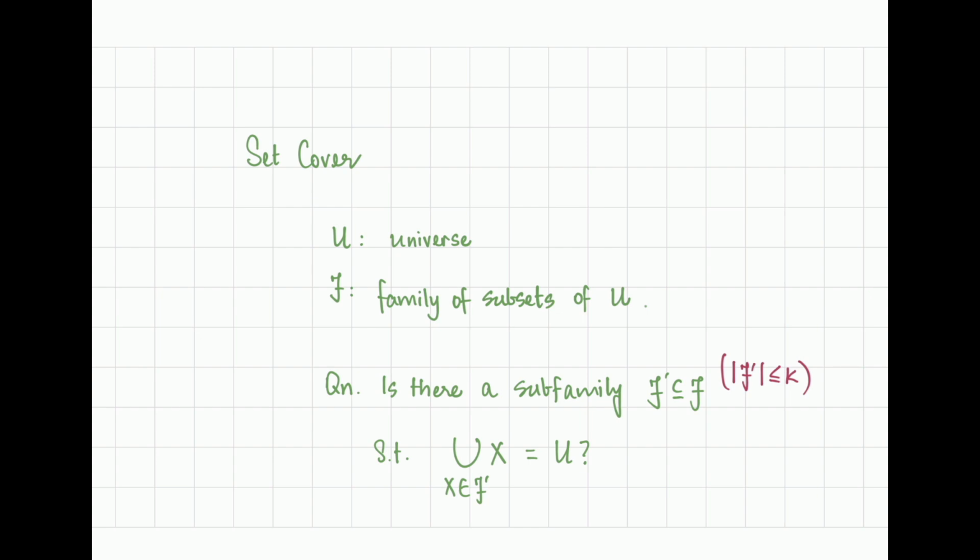We don't have any additional constraints here. We don't require the sets in the subfamily to be disjoint or anything like that. This would be the case if you were working with a problem like exact cover, but we're just looking at the classic variant where we have no additional constraints.